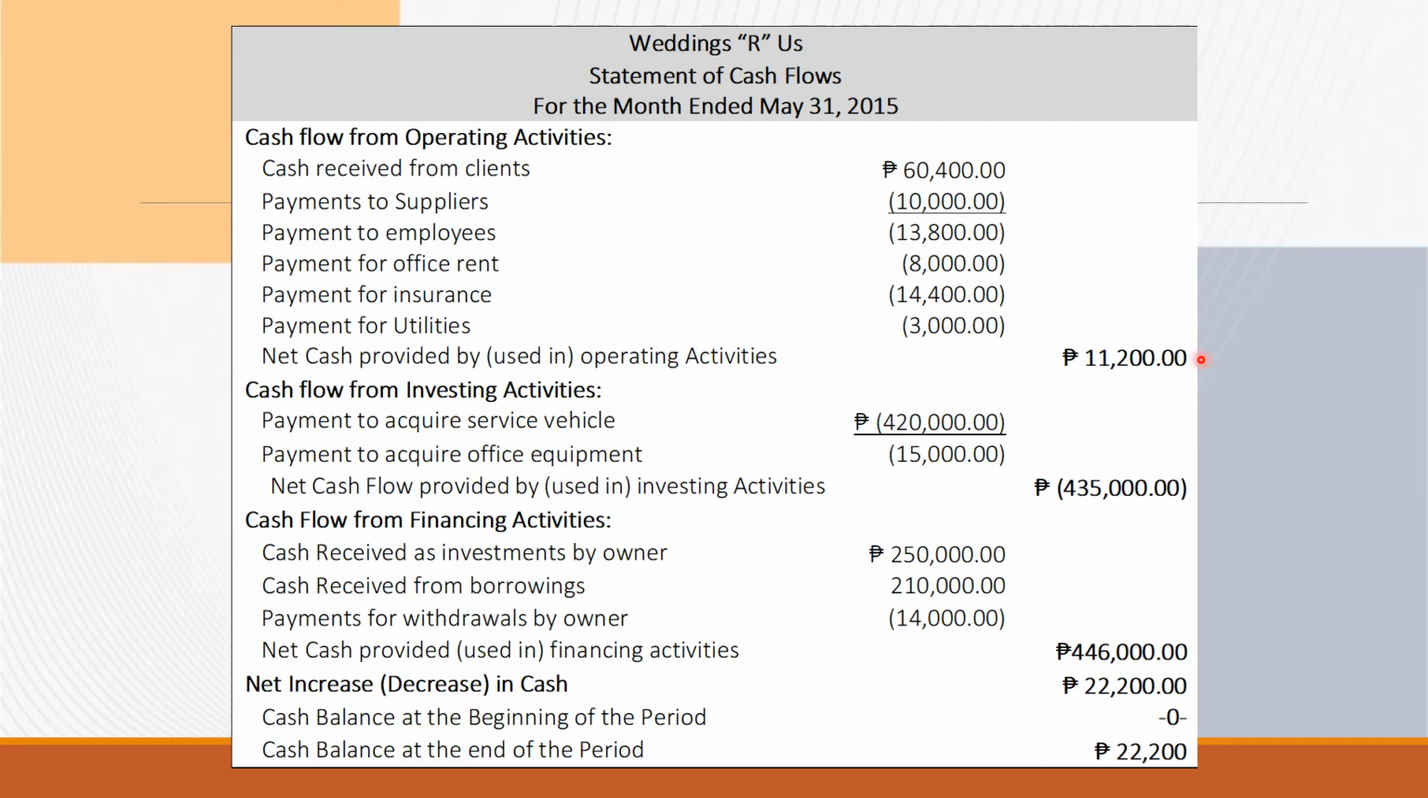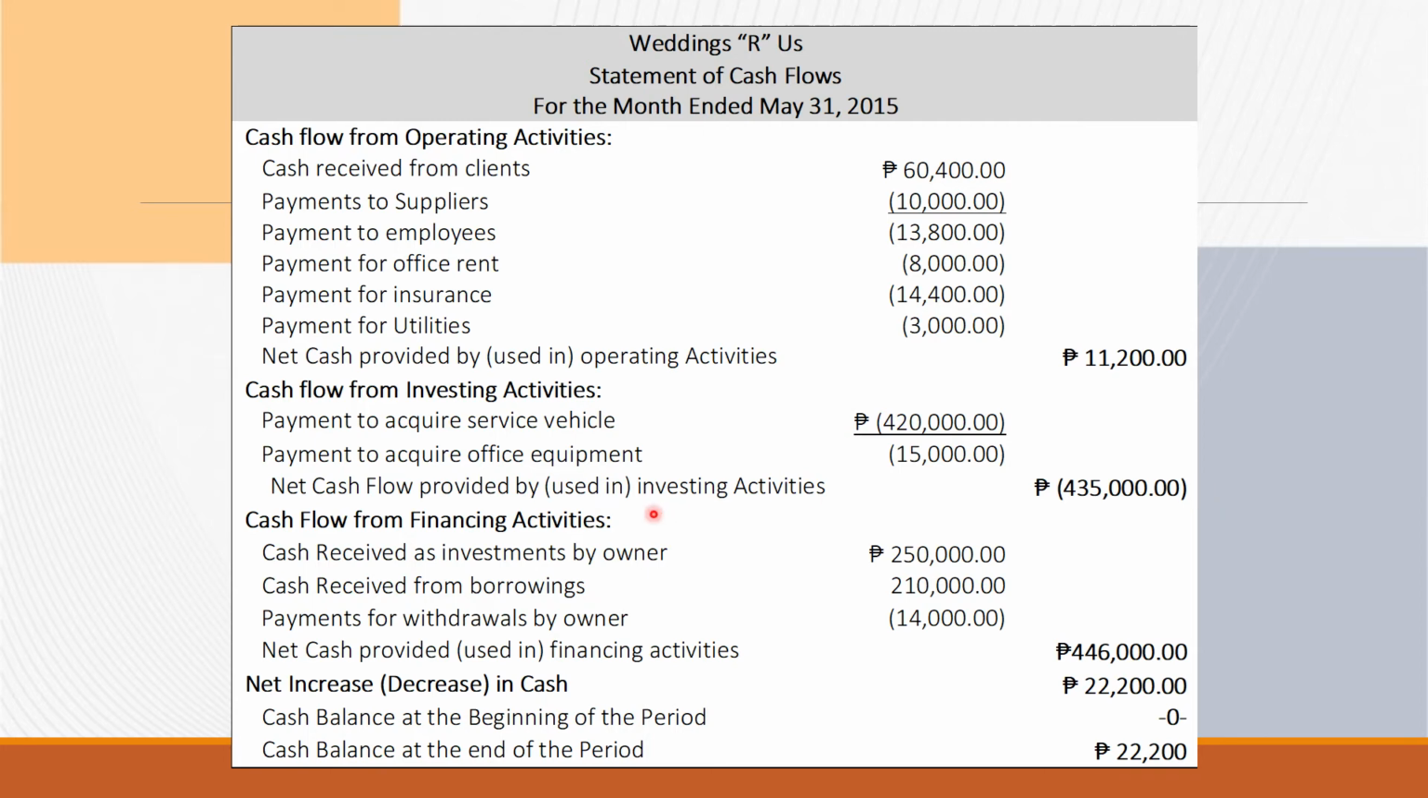The second part will be the cash flow from investing activities. We have here two transactions: payment to acquire service vehicle and payment to acquire office equipment. Both of them are payments, so they are all negative. For you to determine the net cash flow provided by and used in investing activities, you have to get the total payments from the investing activities, and that is 435,000 pesos.